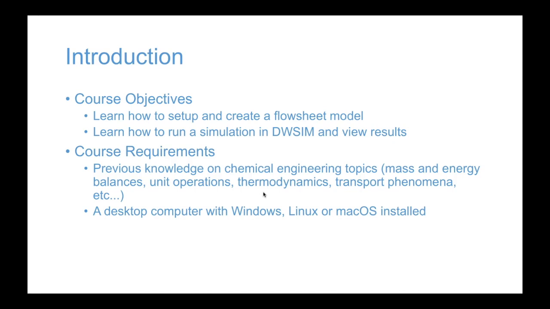Okay, the course requirements are that you should have previous knowledge of chemical engineering topics, mainly mass and energy balances, unit operations, thermodynamics, transport phenomena, etc. And of course, you must have a desktop computer with Windows 7 or newer, Linux, Ubuntu 16.04 preferably, or Mac OS. Okay.